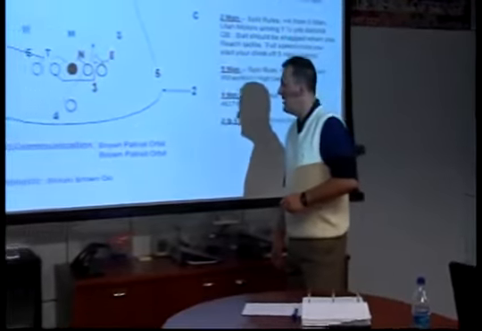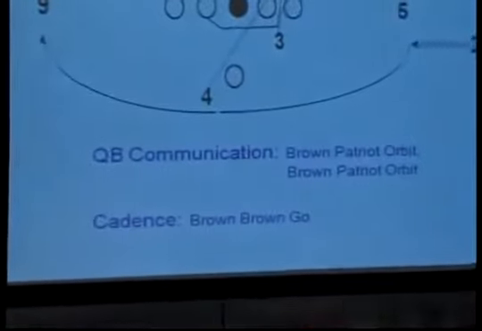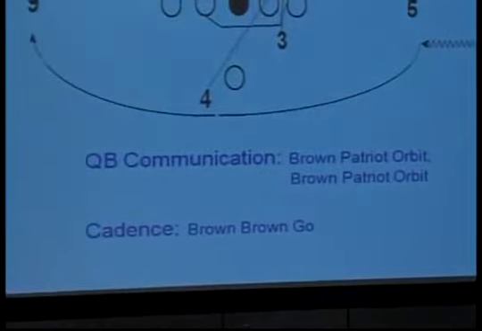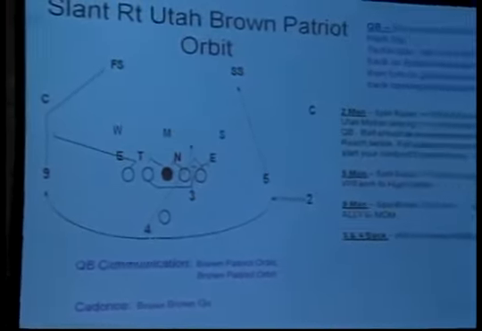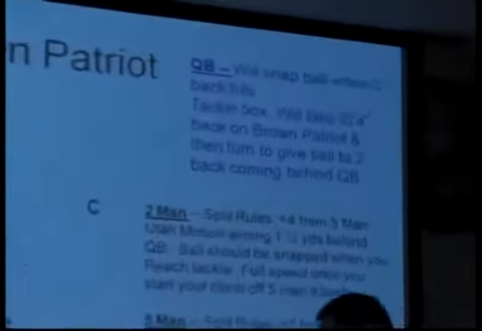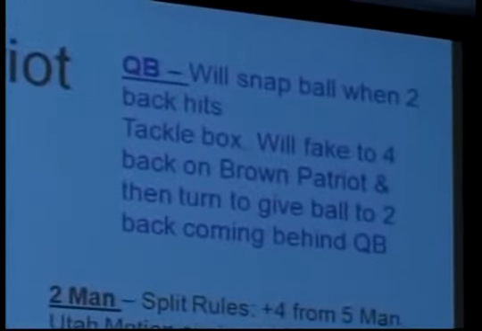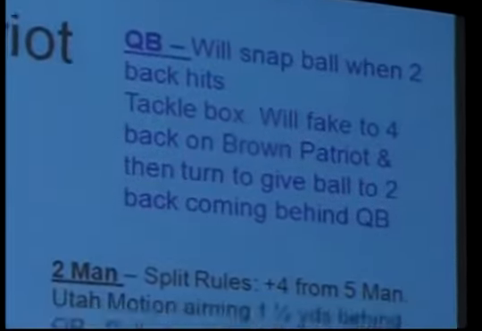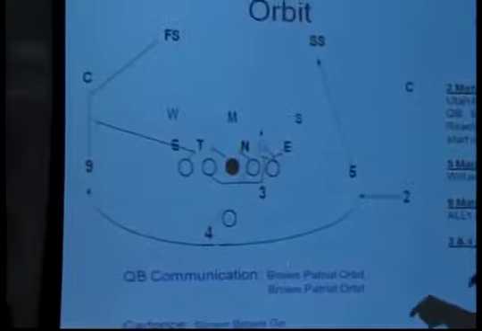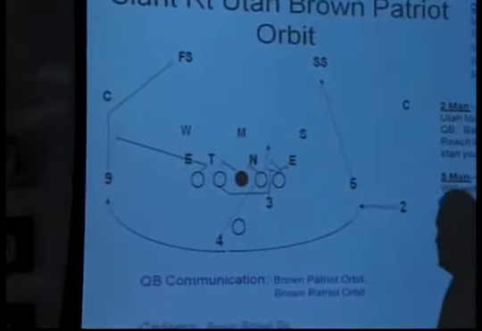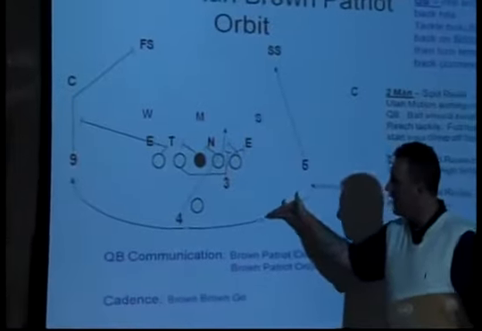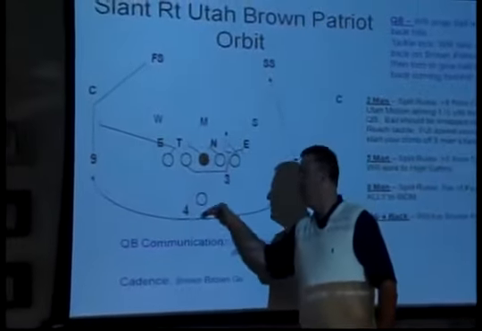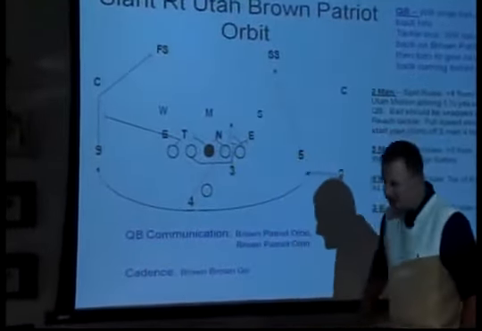Communication to the offensive line is Brown Patriot Orbit, Brown Patriot Orbit, and it comes into Brown Go. His quarterback, you're going to snap the ball when the 2-back hits the tackle box. Again, you start him and then start your cadence. Once he hits the 5-man, he'll start his climb. The ball will be snapped here. And what we want out of our 2-man is once he hits his vertical climb, we're aiming for about a yard behind the quarterback. Keep it tight.